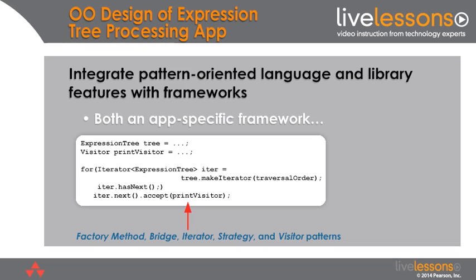And as you'll see as we go through the various examples in Lesson 5, there are a lot of patterns that come together to provide a very highly dense pattern-oriented design space. For example, we'll see the use of iterator in conjunction with strategy and visitor and factory method and bridge. All these things come together in various parts of the code to give us a very powerful framework for building extensible processing for our expression tree processing app.